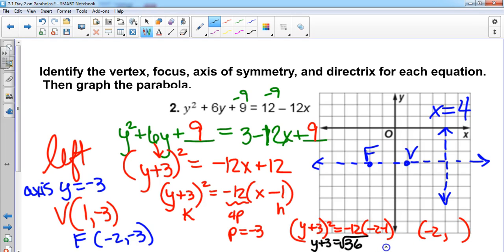Because when we square root 36, we get 6. And subtract 3, we get, so negative 2, positive 3. Oh, right on the edge of the graph paper, too. So it is quite wide.